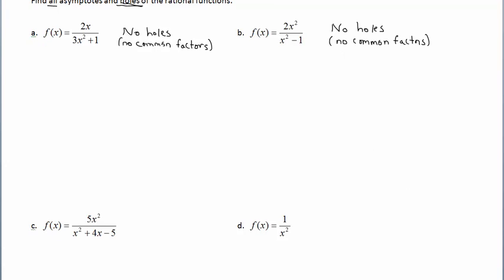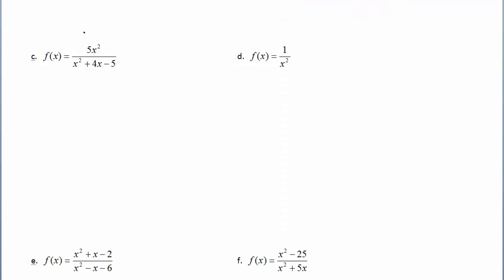Let's look at example C. The numerator is factored. The denominator probably is going to factor, but when I do factor it into linear factors, I'm not going to be able to cancel with the numerator. No holes. No common factors. Example D. I can't cancel anything. No holes. No common factors.